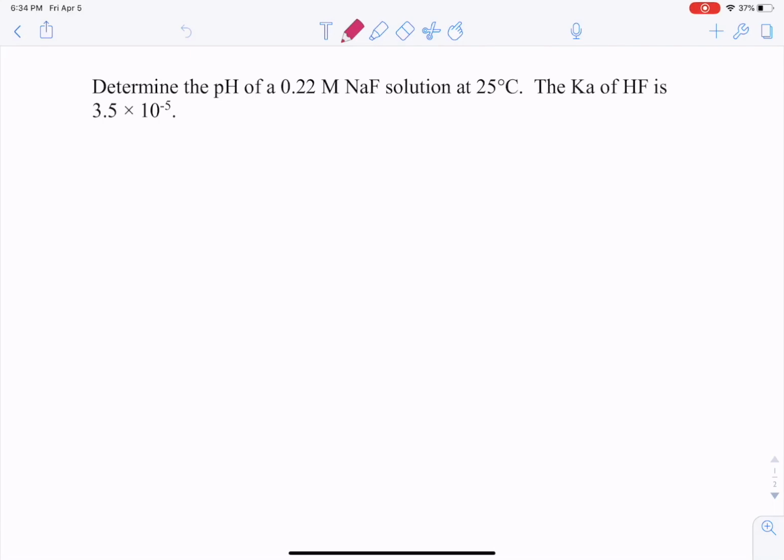Hello everyone, today we're going to do an example question on hydrolysis of a salt solution, and then we're going to calculate the pH of a salt solution. For this question, you are given a salt, sodium fluoride, the concentration of the solution at 25 degrees Celsius, and the Ka value for hydrofluoric acid. Now we're trying to determine the pH.